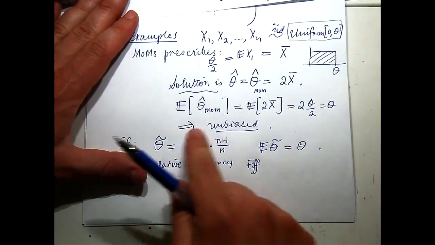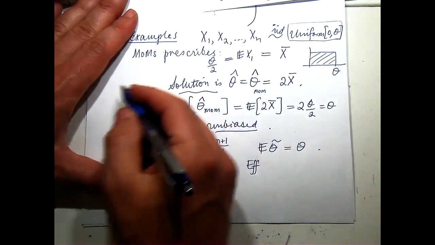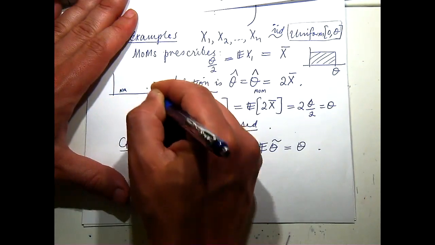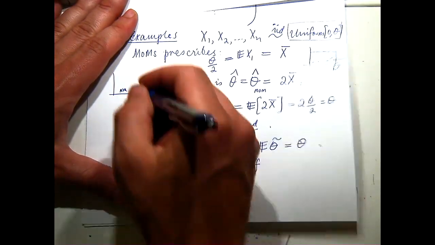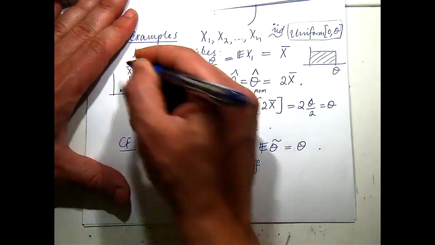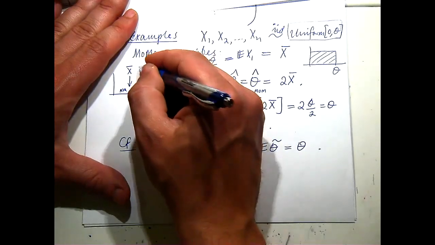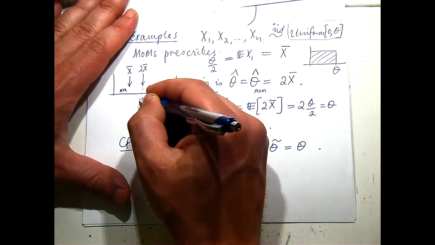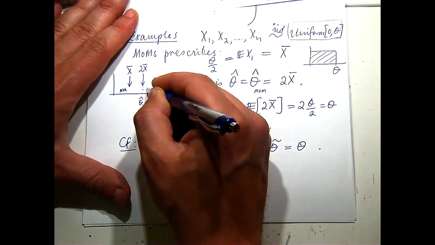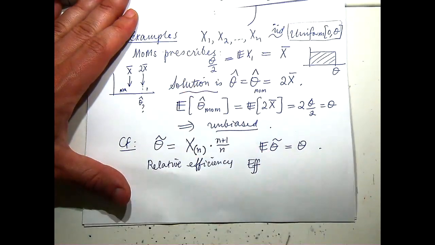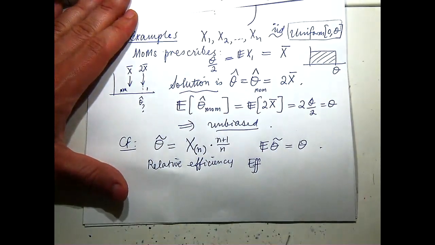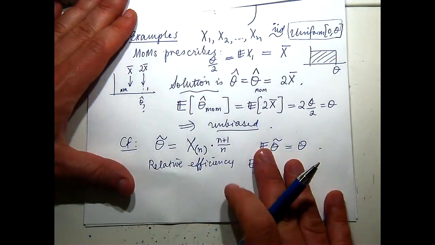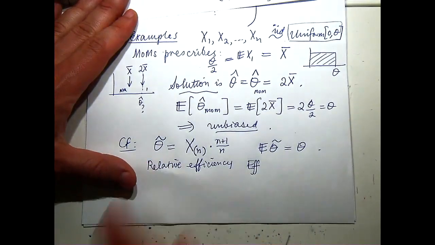But for a specific sample, you could easily have lots of observations here and all one there. Now, it's kind of unlikely. But if you did have that, then x bar would be here-ish, and 2x bar could easily be there. So you could easily have picked a theta hat which is not actually bigger than all your observations. So that's another reason.